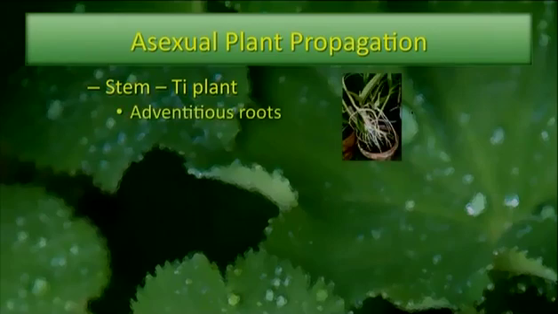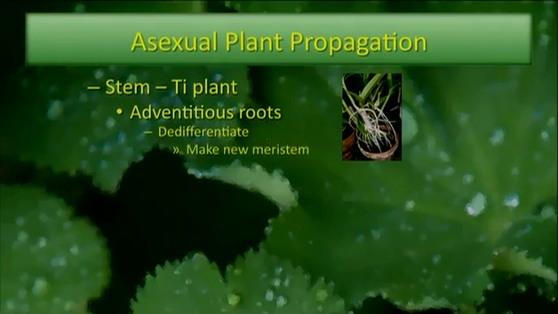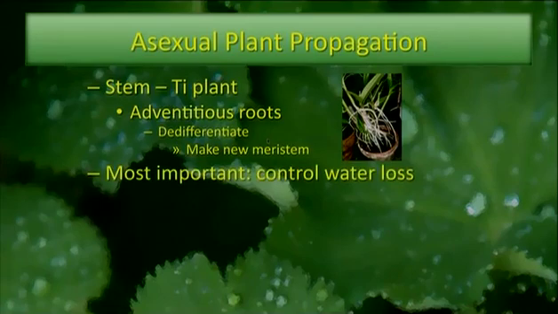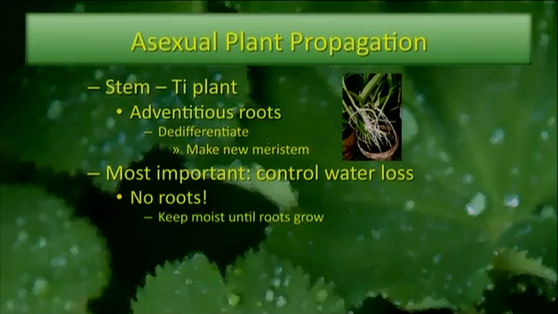So here's some adventitious roots on an orchid. From stem propagation, you can use a tea plant for adventitious roots. What happens is that at the stem you get dedifferentiation, and then it'll make a new meristem, then make more root growth. Most important when you take a stem cutting is you need to control water loss, because the plant usually doesn't have roots when you cut it. So you need to keep the plant moist until the roots grow.